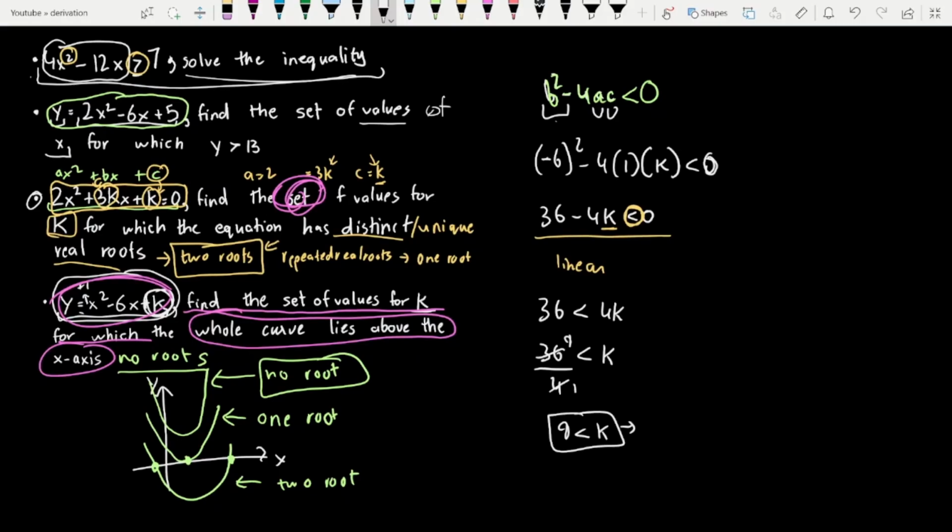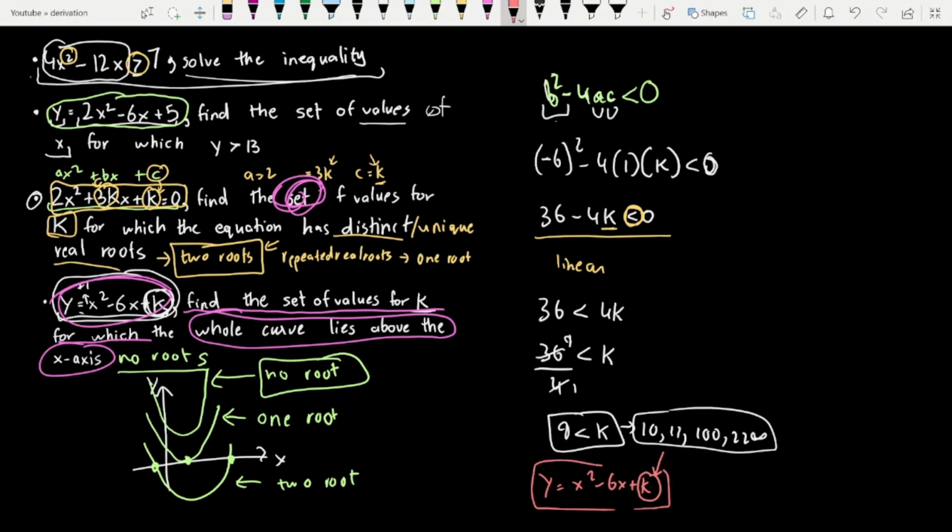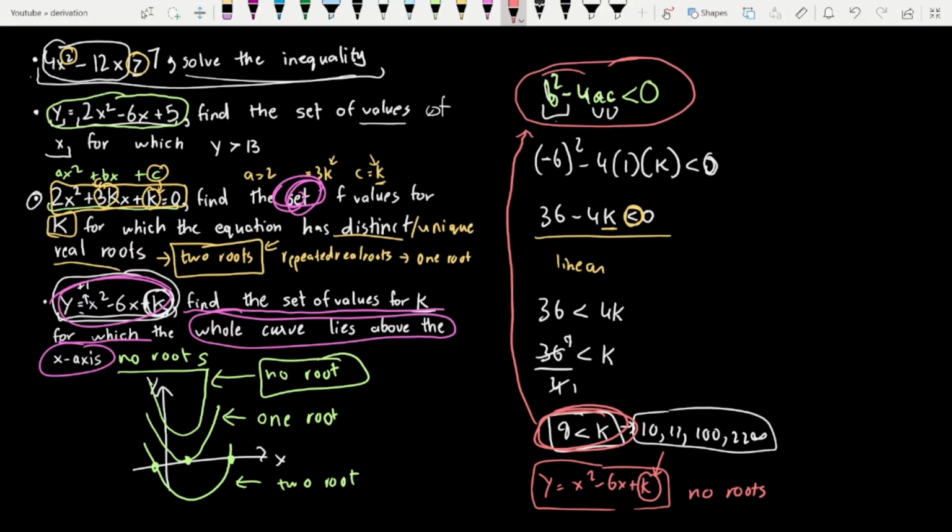So anything greater than 9, which is 10, 11, 100, 22, all of these values going up till infinity, basically if you put any of these values in the equation that you had, so the equation they gave us in the question was x squared minus 6x plus k. So if you put in any of these values in place of k, you're going to get an equation that's going to have no roots, or it's going to be entirely above the x-axis. Now, why is that? Well, because you found these values of k based on this idea. You use this thing right over here to find the values of k, and this thing right over here means no roots.